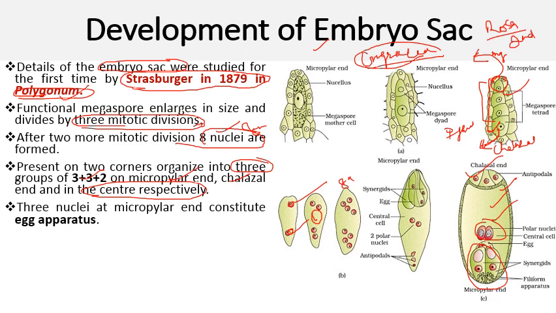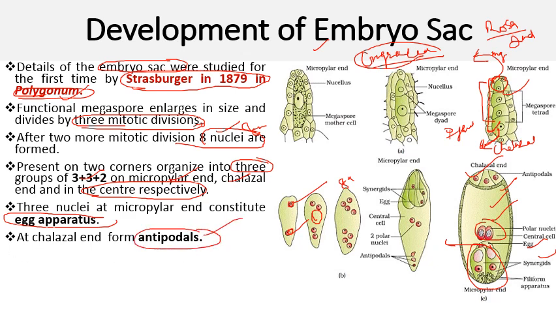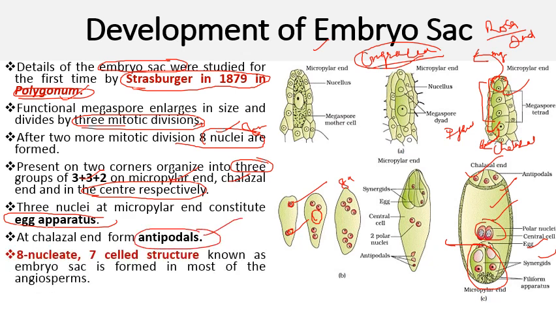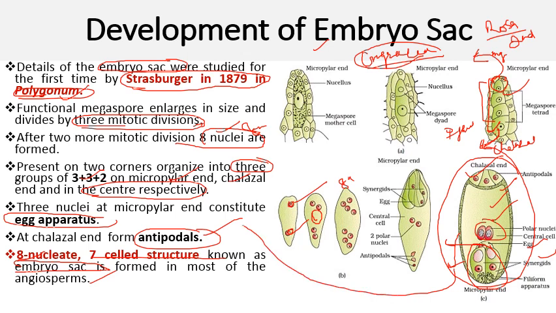So 3 nuclei are at micropylar end and constitute the egg apparatus. जो micropylar end वाले 3 सेल वो बनाते हैं egg apparatus, which consists of egg and 2 synergids. While at chalazal end there are antipodals, उन्हें कहते हैं antipodals. And this structure becomes 8 nucleate 7 cell structure which is known as embryo sac. और इस structure को कहते हैं embryo sac. And it is found in most of the angiosperms. ये जो maximum angiosperm है उनमें ये 8 nucleated 7 celled structure present होता है. This is the typical angiospermic embryo sac.